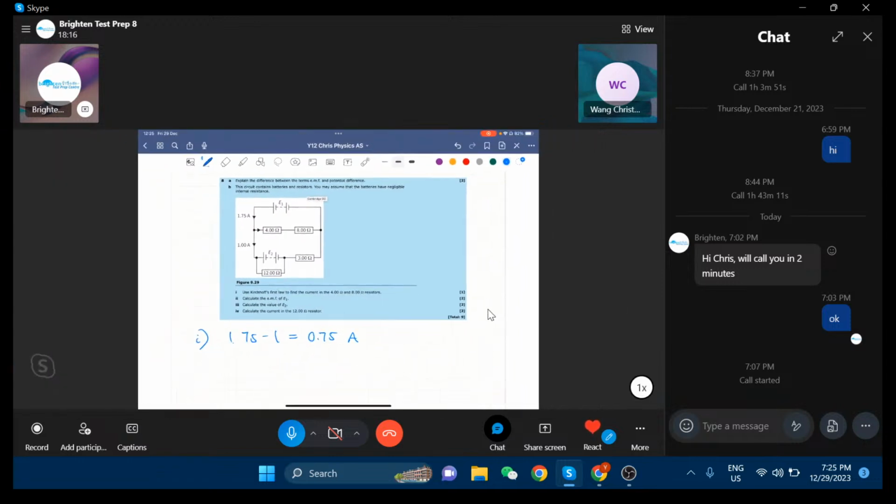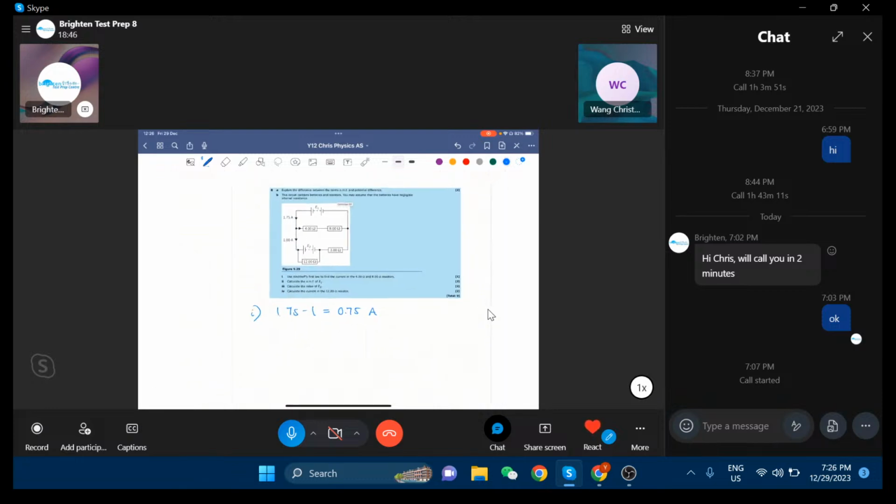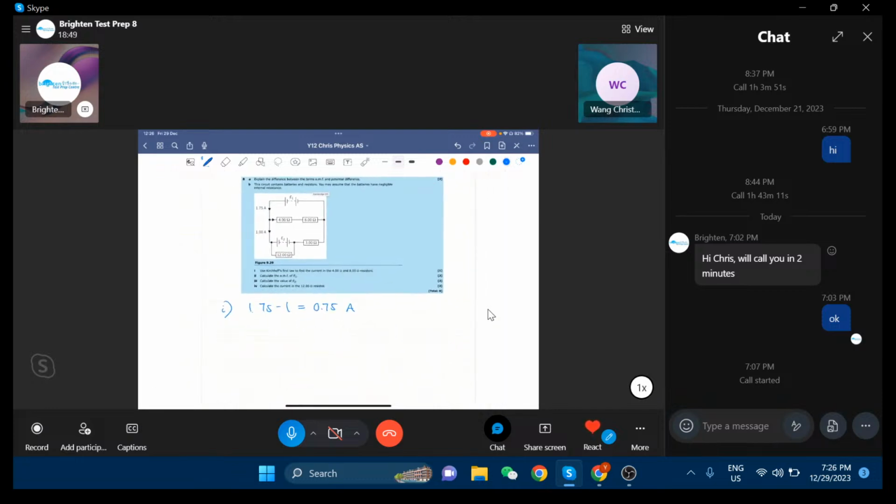And why do you do it like that? Because the sum of current entering a junction should be equal to the sum of current leaving the junction. So 1.75 should equal 1 plus the other unknown current. Exactly, yeah. Very good, exactly. That's important, right? So very simple law with massive impact.